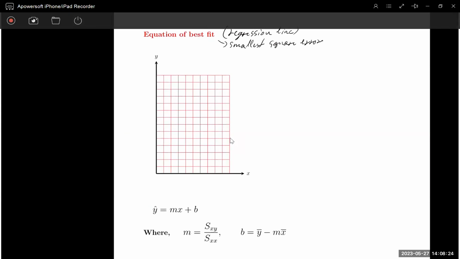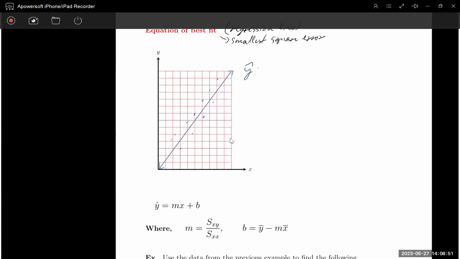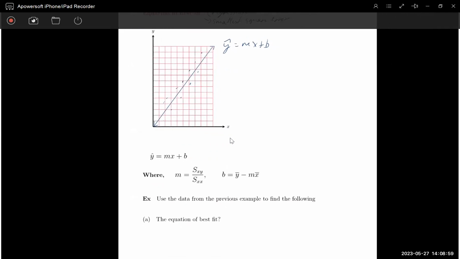So we can get the graph looking like that. Or we can have y hat equals mx plus b. So as we say, mx right there, where m means the slope, right? So this m is Sxy over Sxx. And b right here, we get y bar minus m x bar.